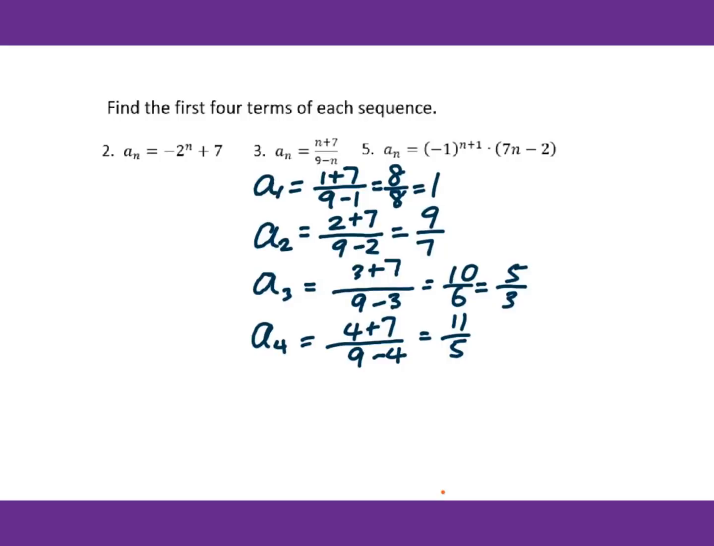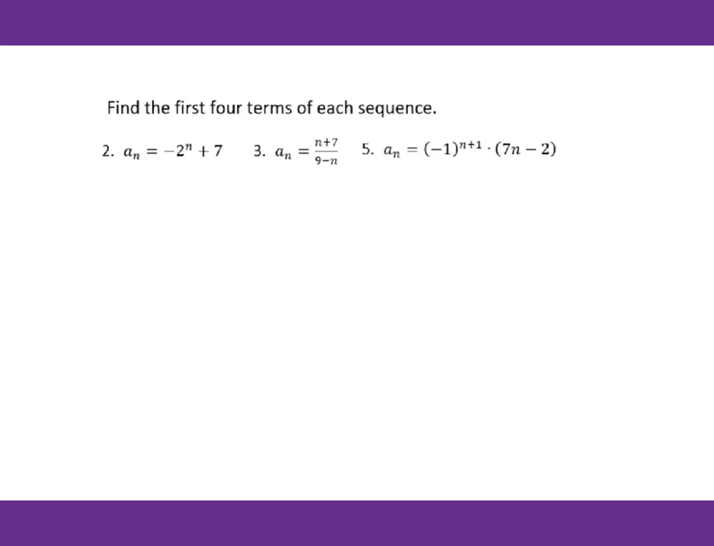It's like a function. For a function we use f of n, while for a sequence we use a sub n. The position for the variable is over here. For a function, the variable is over here.